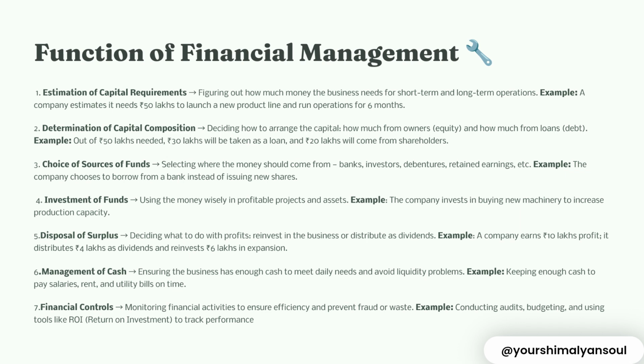4. Investment of funds. Using the money wisely in profitable projects and assets. Example: the company invests in buying new machinery to increase production capacity. 5. Disposal of surplus. Deciding what to do with profits: reinvest in the business or distribute as dividends. Example: a company earns 10 lakh rupees profit, it distributes 4 lakh rupees as dividends and reinvests 6 lakh rupees in expansion.